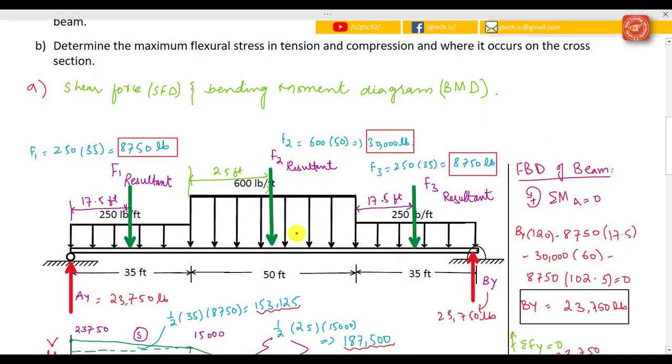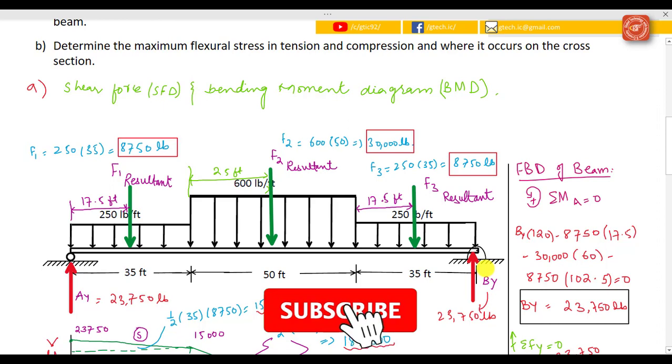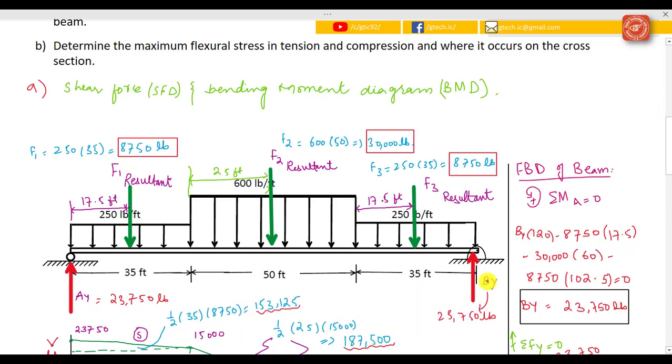First of all, we have to draw the reaction forces of the bridge due to different kinds of supports and distributed loads. Here you can see the force Ay due to this roller pin, and here you can see the reaction force By due to this pin type of support. Here you can see three resultant forces of the distributed load. How can we calculate the resultant force of F1?